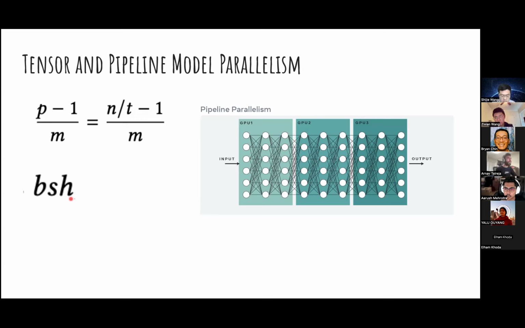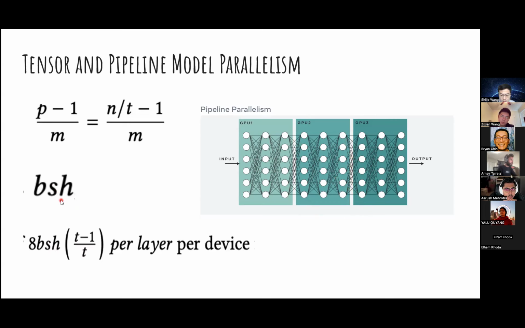What are hidden layers? The first layer of a neural network is called the input layer. The last layer is known as the output layer. All the layers in between are known as hidden layers. H is basically the size of the hidden layers. So the amount of communications in pipeline parallelism that need to be performed between each pair of consecutive devices is given by BSH.